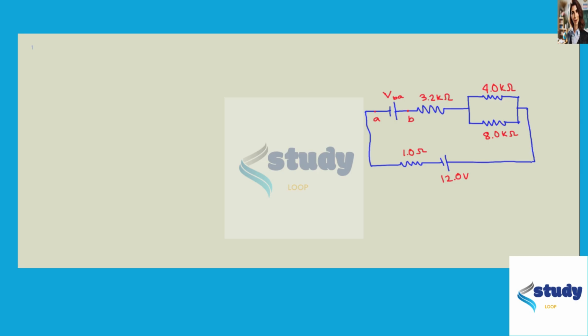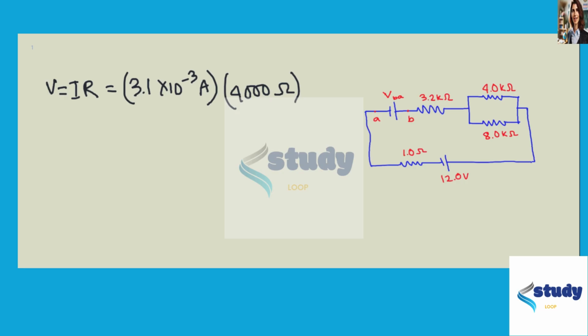We can start by thinking that the current is going from left to right. If that's the case, then the voltage drop across this 4 kilo ohm resistor will be given by Ohm's law, which is V equals I times R. In our case, I is 3.1 times 10 to the power minus 3 amps, and R is 4 kilo ohms, so that's 4,000 ohms. That gives us the voltage across these 2 points as 12.4 volts.